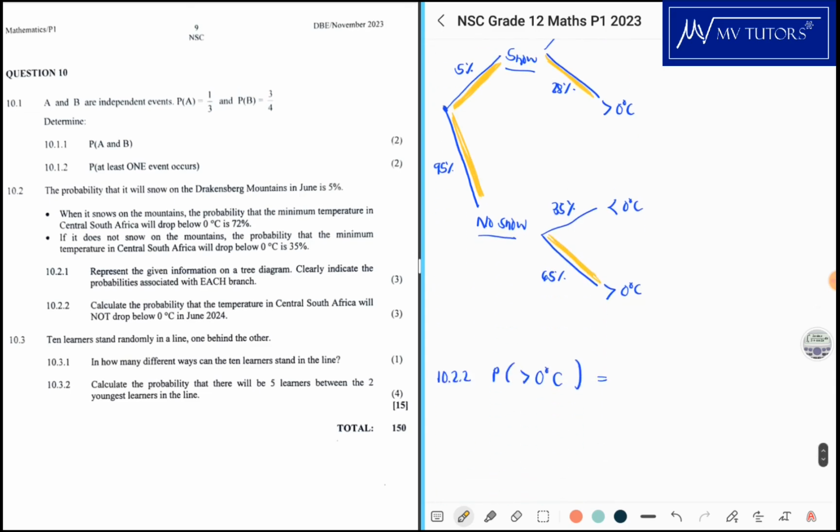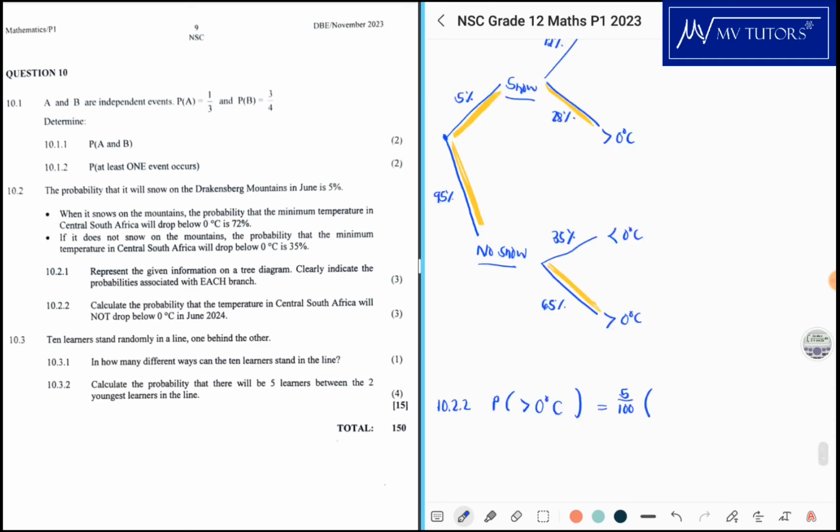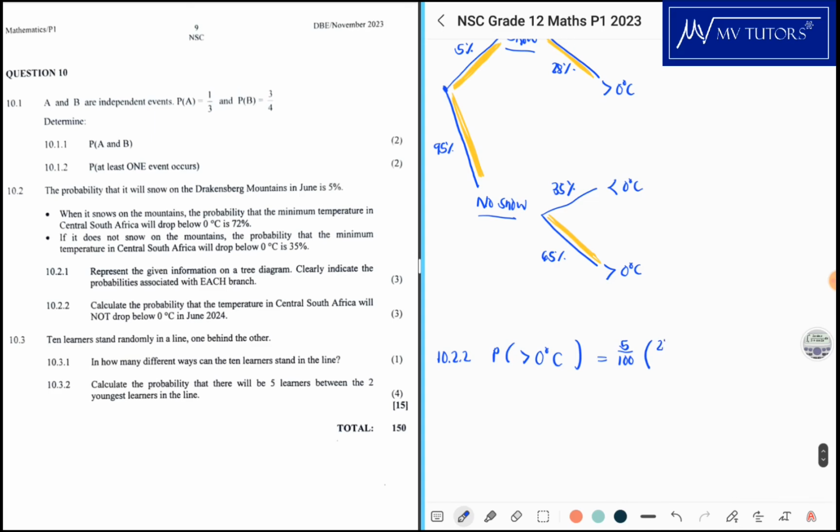So how do we put that in a calculation? Well, basically we're going to say the 5%. You can either write it as 5% or you could say 5 over 100. It's really up to you. Multiplied by 28%. And we're adding the 95% and multiply that by 65%.